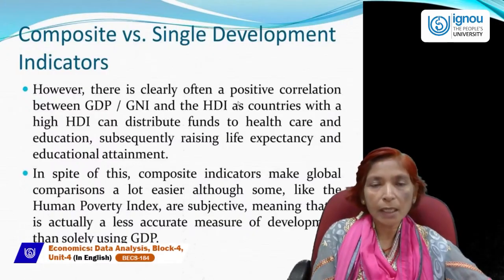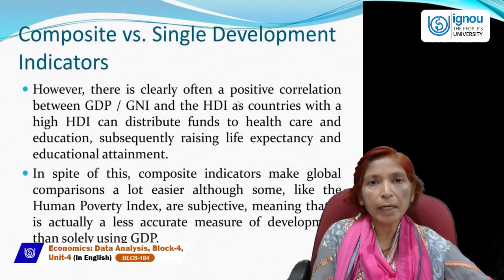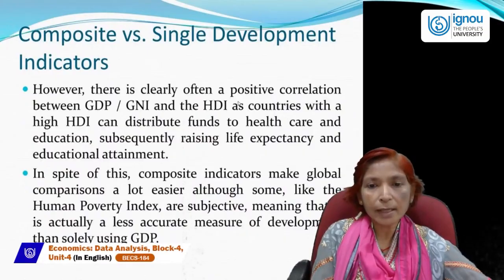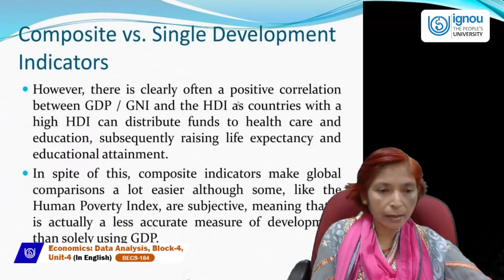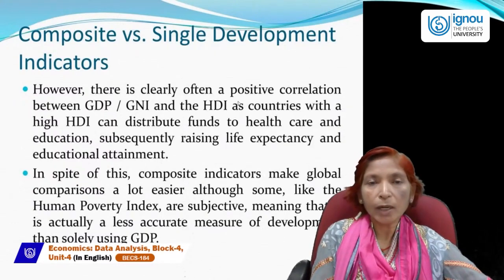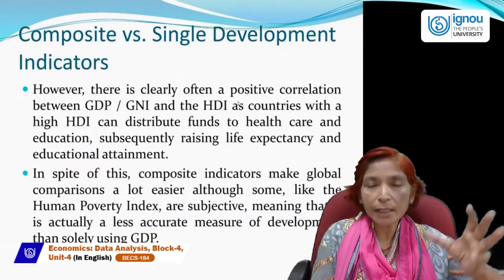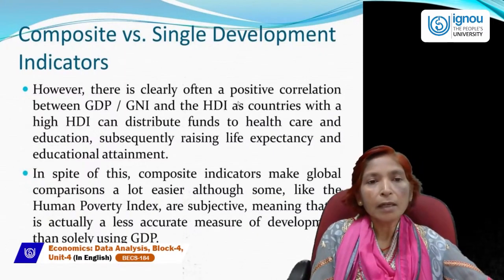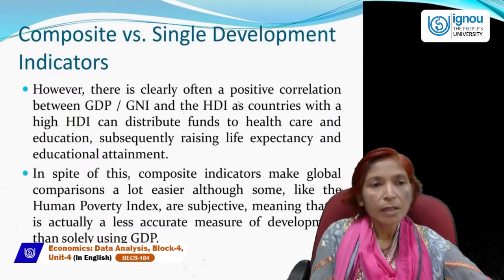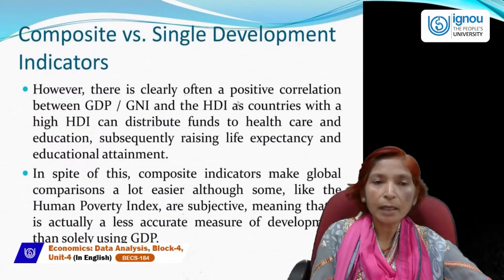If we are estimating India's HDI, Human Development Index, which includes three things: education, healthcare, and life expectancy, that is a single development indicator. But if we are making a human development index of 100 countries or 200 countries, then we will use a composite development indicator. So this is the difference between composite and single development indicators.